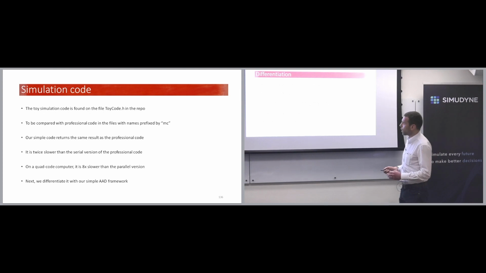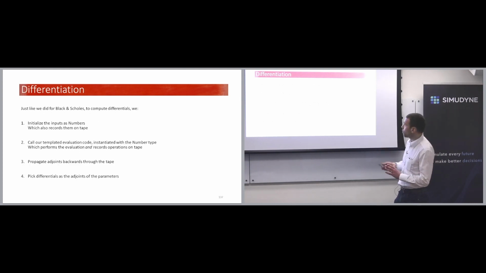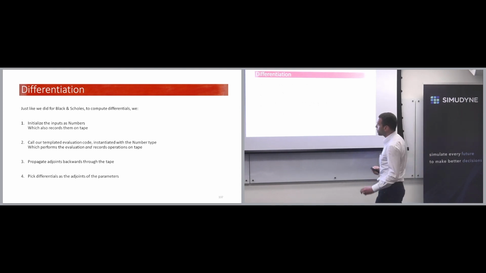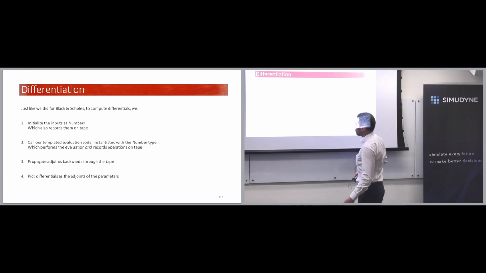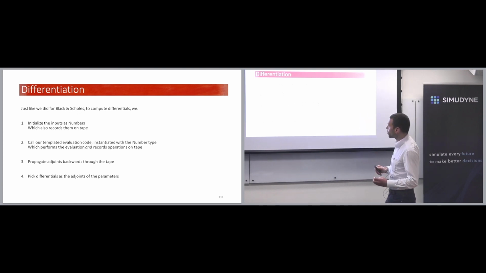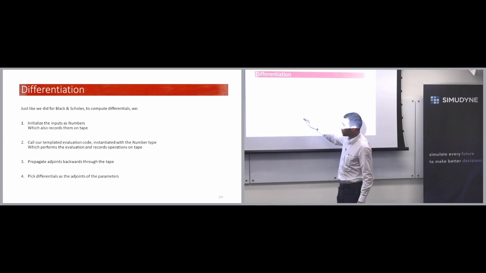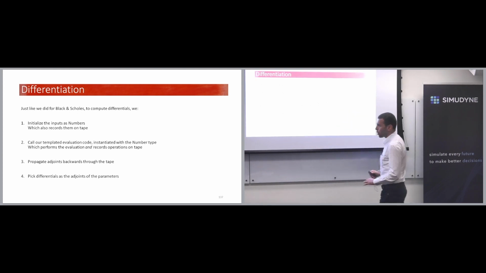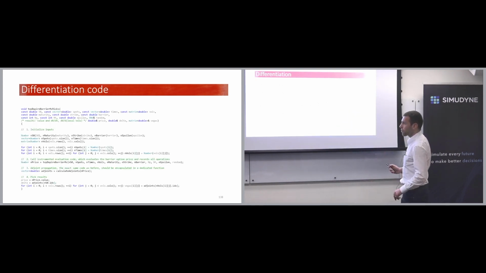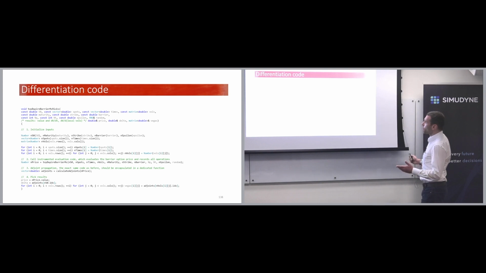And how do we differentiate it? We differentiate it just in exactly the same way that we did with Black-Scholes. We initialize all the inputs as numbers, and remember that also records them on tape. Then we call our templated evaluation code, instantiated with a number type. That will perform the evaluation and record the operations on tape. Then we call our propagate adjoints routine to propagate all the adjoints. And finally, pick the differentials as the adjoints of the parameters. That's it, 5 minutes. This is how it's done.